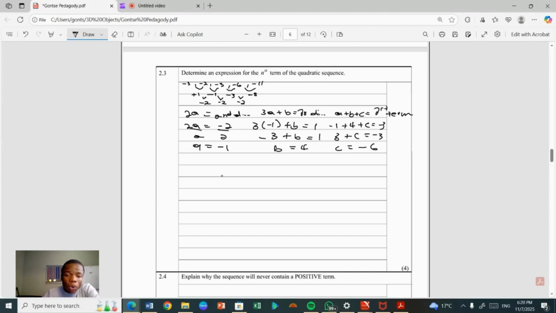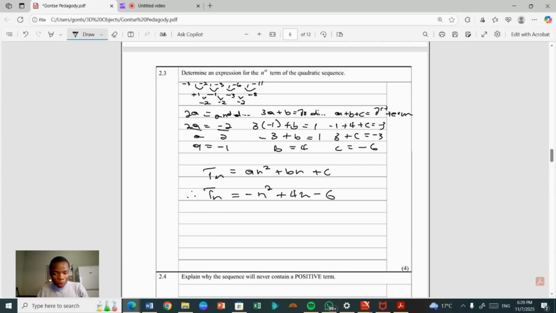Then from there, you write your equation straightforwardly. Our standard equation is Tn is equals to an squared plus bn plus c, right? Then from here, you just substitute what you got. Therefore, Tn is equals to, what is our a? It's negative n squared, right? Plus, what is our b? Plus 4n, then minus 6. So this is our equation, right?